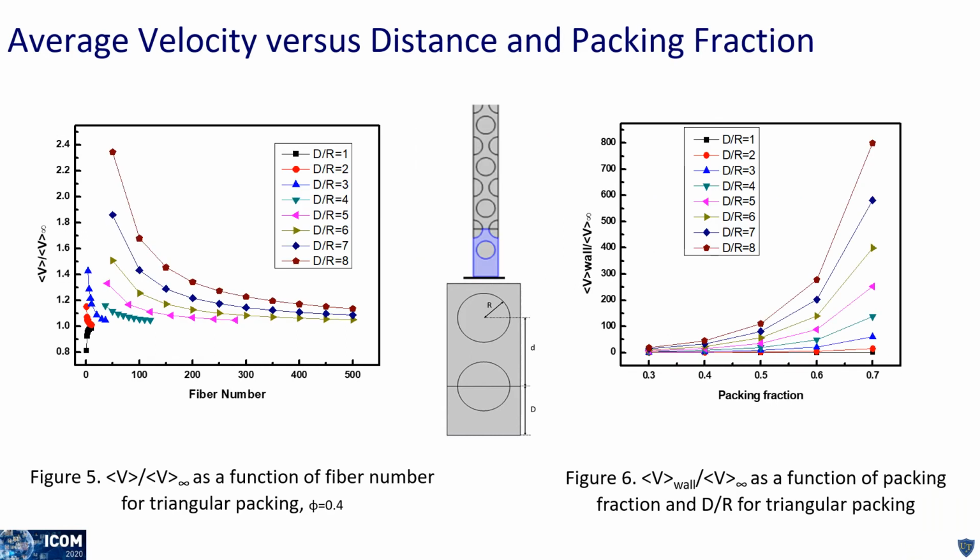What's shown in this slide is the value calculated for the average velocity through a stack of fibers for a triangular packing, the average velocity for that stack relative to the average velocity we would expect in an infinite bundle, as a function of fiber number, as well as for different values of D/R. D/R being the distance from the wall to the center of the fiber closest to the wall, relative to the radius of the fiber.